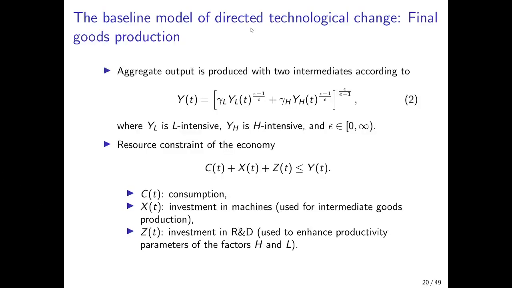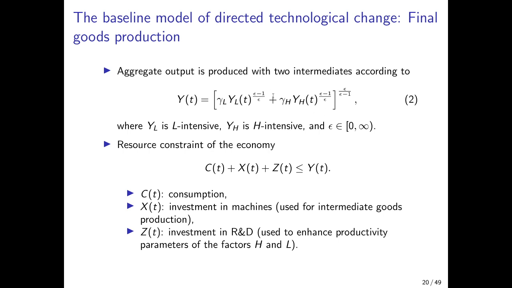The first thing we look at is the production function in the final goods sector. Here the aggregate output is produced that is used by the households to consume, or by firms to invest in machines, or it can also be used as an investment in research and development. Now this is produced with the two intermediate inputs, YL, which is produced by low-skilled workers, and YH, which is produced by high-skilled workers. The shares are given by gamma L, similar to the production function that we had already seen in the first part of the lecture.